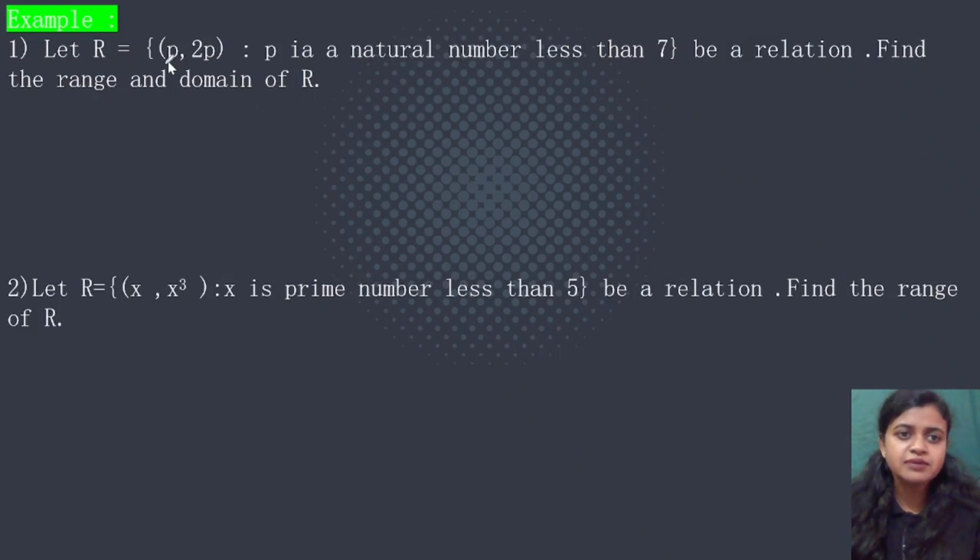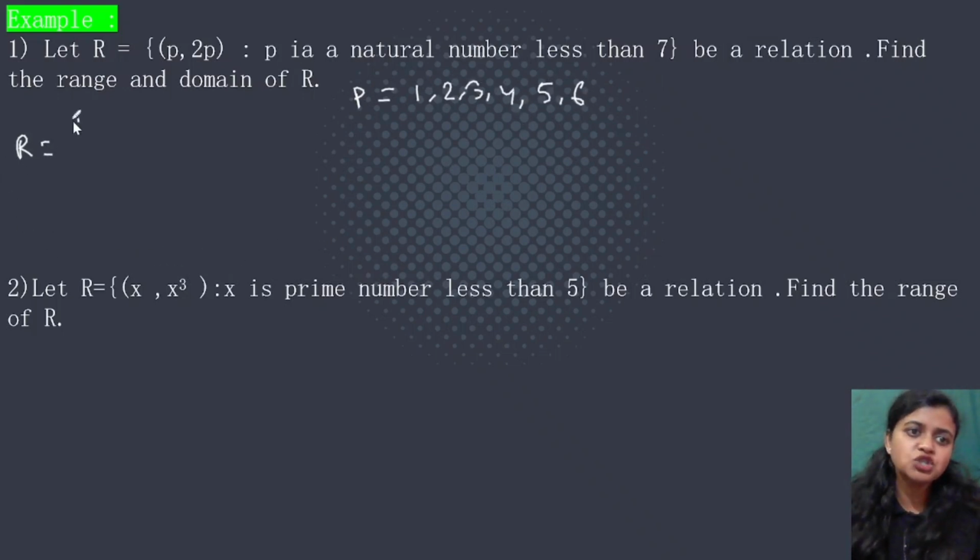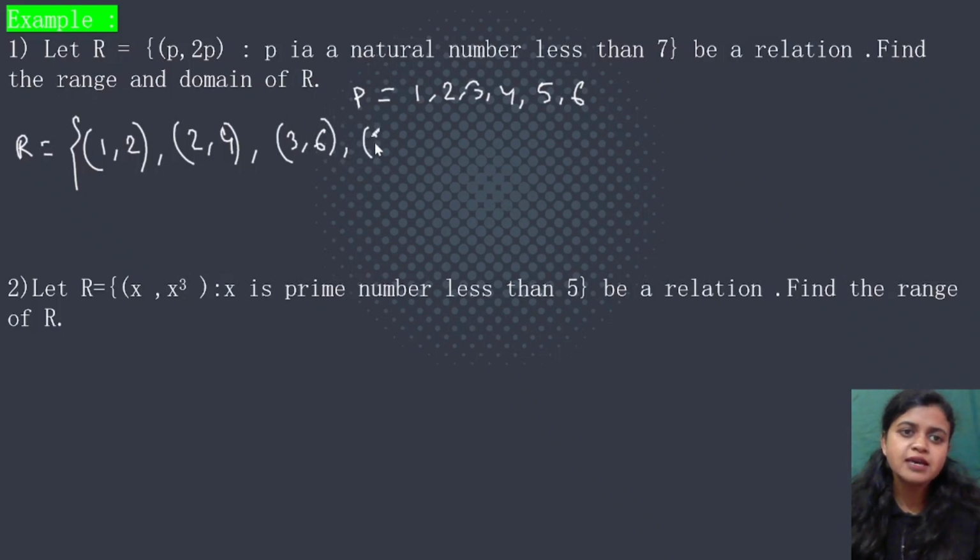Let R be the relation of ordered pairs (p, 2p), where p is a natural number less than 7. Find the range and the domain of R. So p is a natural number less than 7, so you can consider p as 1, 2, 3, 4, 5 and 6. So R should be: if I put p equals 1, we get 1 comma 2, then 2 comma 4, 3 comma 6, 4 comma 8, 5 comma 10 and 6 comma 12.